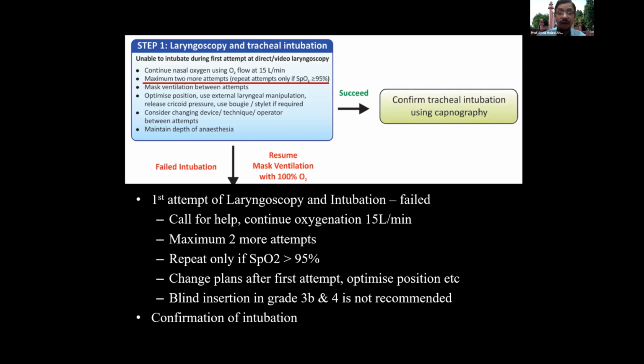Now, in the first step, if you are unable to intubate this patient on the first attempt, most importantly, you need to call for help. And you continue the oxygenation at 15 liters per minute, but you're allowed a maximum of 2 attempts, and in between attempts you need to maintain the patient with mask ventilation, provided you take a second attempt only when you have a saturation of more than 95%. And during the second attempt, you optimize the position. You can go for external laryngeal manipulation, you can go for a stylet or bougie, and you can change the technique. You can change the operator as well. And always remember that during all these changes, you need to maintain the depth of anesthesia.